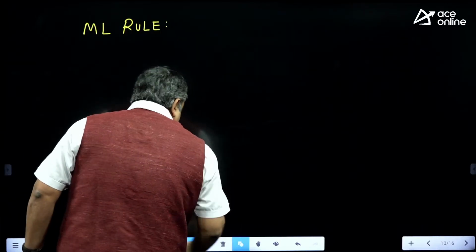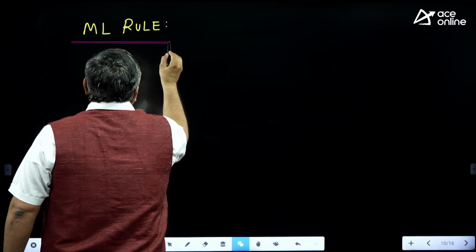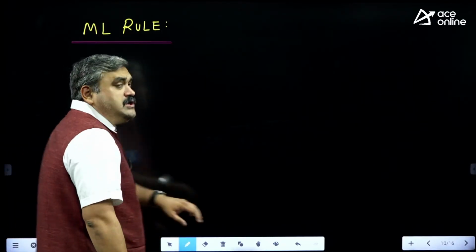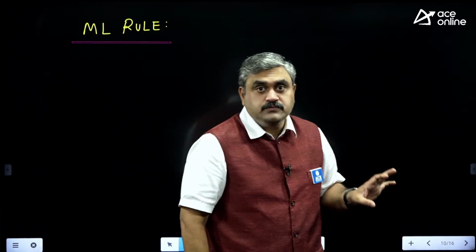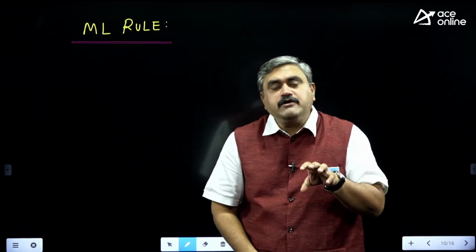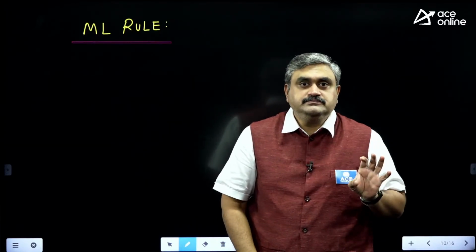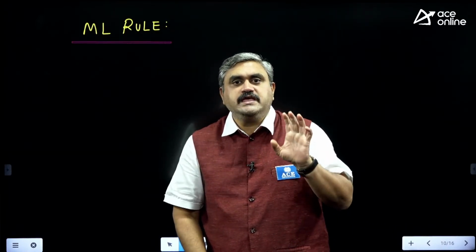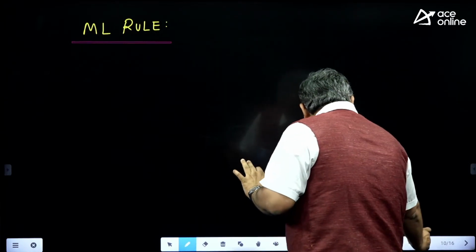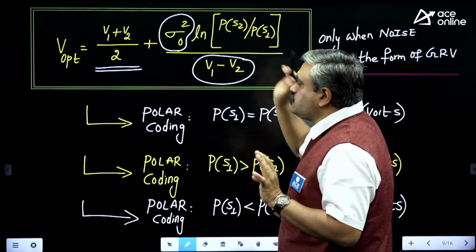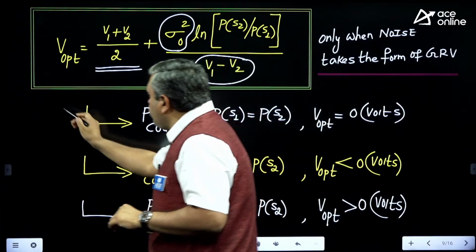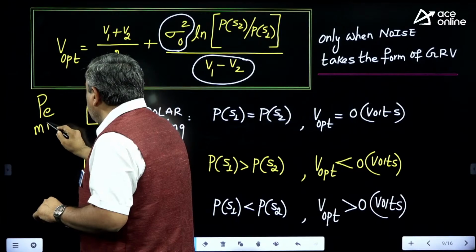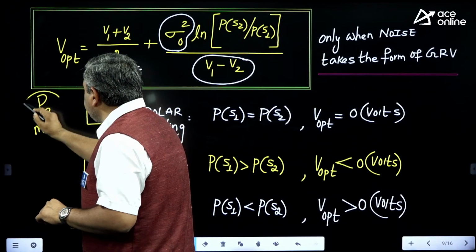Whenever you use the ML scheme, the name itself tells you: ML means maximum likelihood decoding algorithm. So when you go for ML, when you don't know the probabilities, then only you go for this. Otherwise don't. And there is no guarantee that the probability of error you get is minimum. Probability of error is minimum only when you use the MAP rule algorithm. That means when you have calculated your optimized value of threshold voltage, then the probability of error in the final calculations will be automatically minimized.